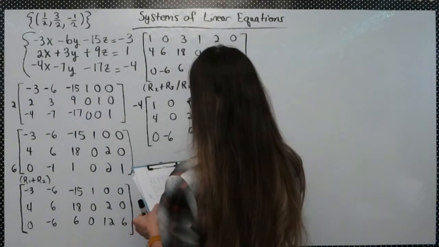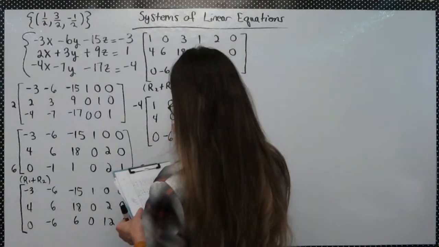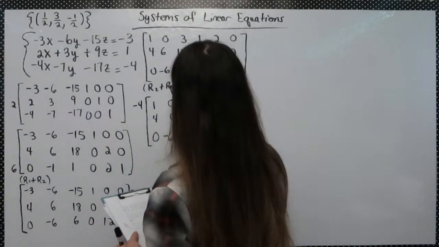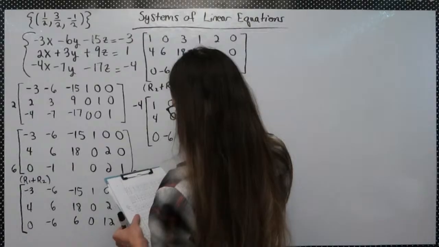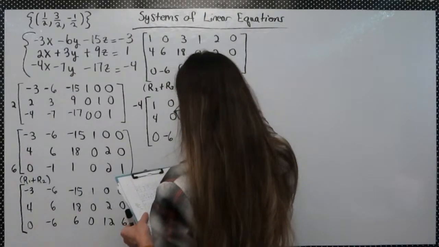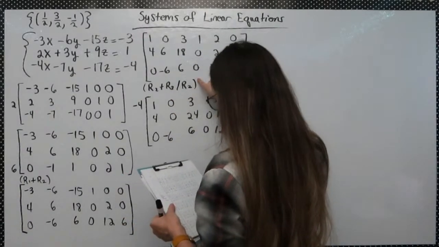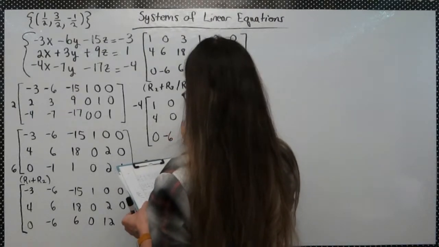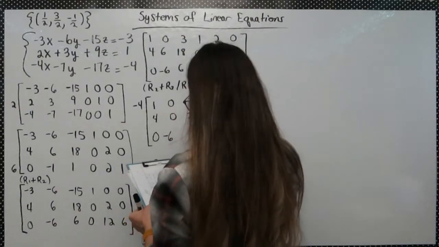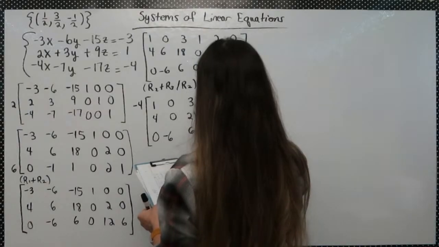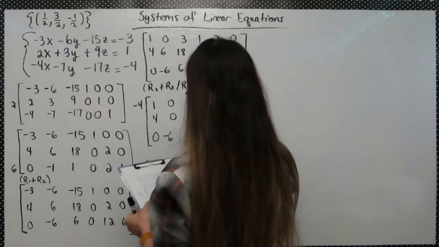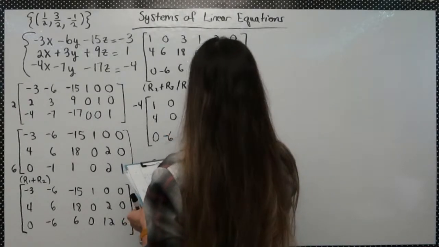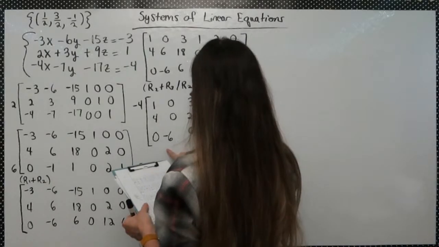1, 2, 0, 4, 6, 18, 0, 2, 0. It's this one. I multiplied by 4, so it's going to be 1, 0, 3, 2, 1, 2, 0, 4, 0, 24, 0, 14, 6.